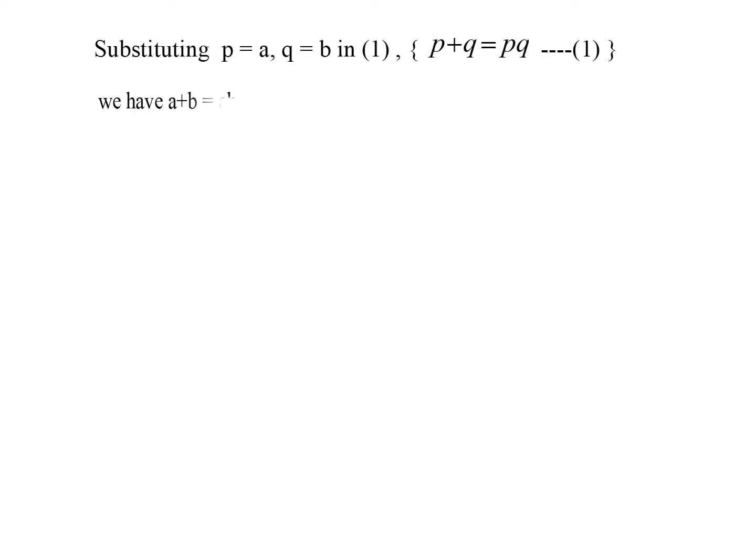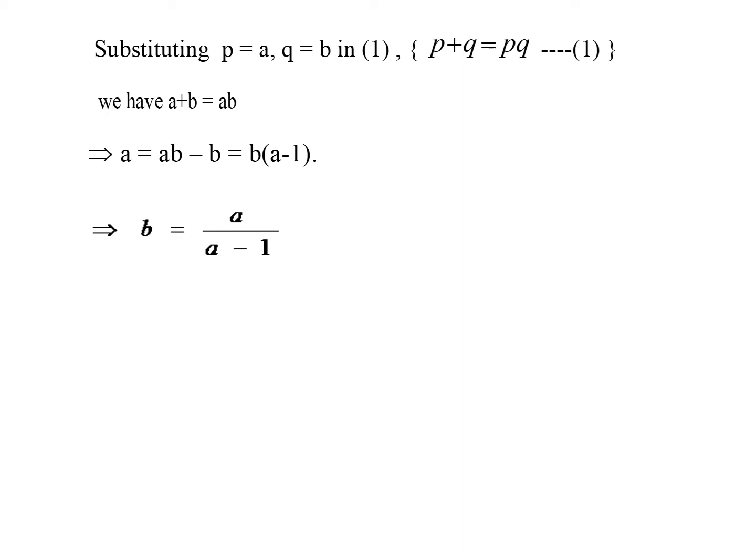Now substituting these values of p and q in equation 1. What was equation 1? We had p + q = pq. So when we substitute, we get a + b = ab. Now we have to get the answer of a in terms of b or b in terms of a. So from the equation we have a = ab − b, and taking b common, we have b(a − 1). So from here the answer for b is a/(a − 1).